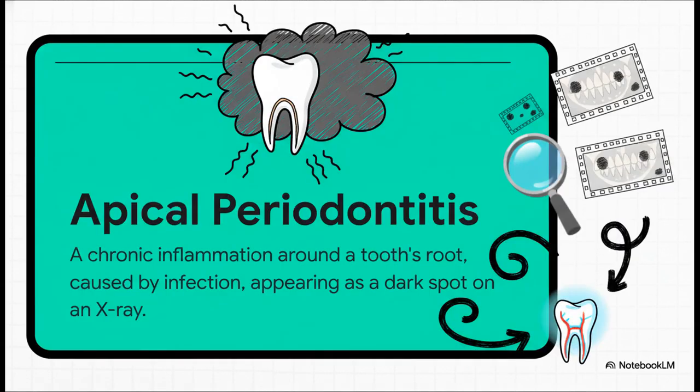So, before we go any farther, let's put a name to the villain of our story. Apical periodontitis. That's just the fancy term for that infection in the bone. When a dentist looks at an X-ray, it shows up as this dark spot, or a lesion, right at the very tip of the tooth's root. The whole point of the root canal is to get rid of the source of this problem so your body can step in and heal that spot.